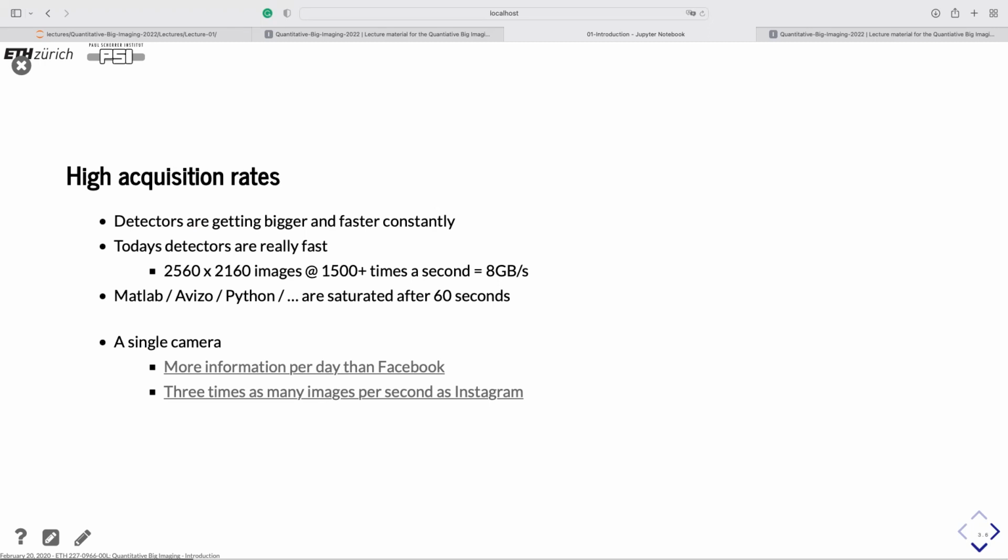Just to compare, a single camera produces more information per day than Facebook. And that's pretty impressive, actually. You can click onto that link and see that. That's actually a couple of years ago, so I don't know if it's still valid, but anyway, it's quite impressive that the images uploaded to Facebook are less than these cameras can do. And it's also 3 times as many images per second as is uploaded on Instagram.